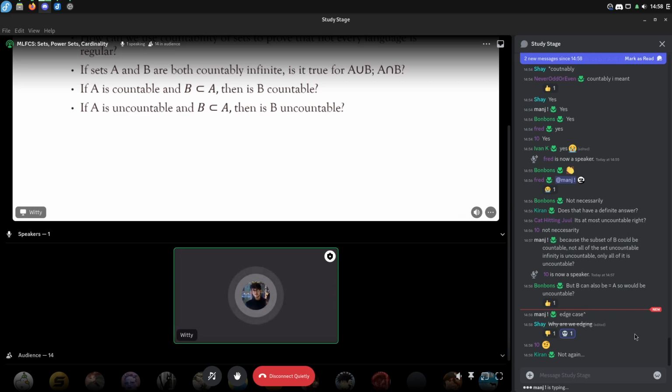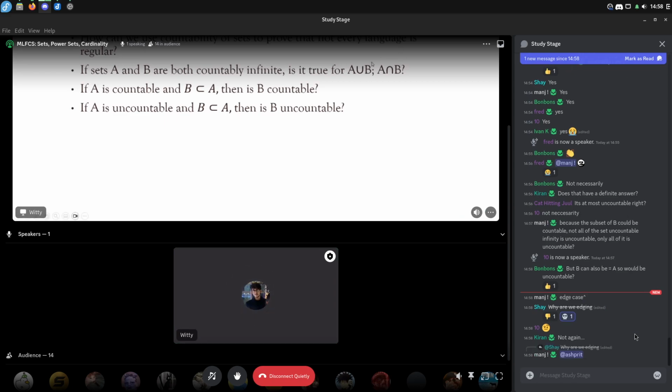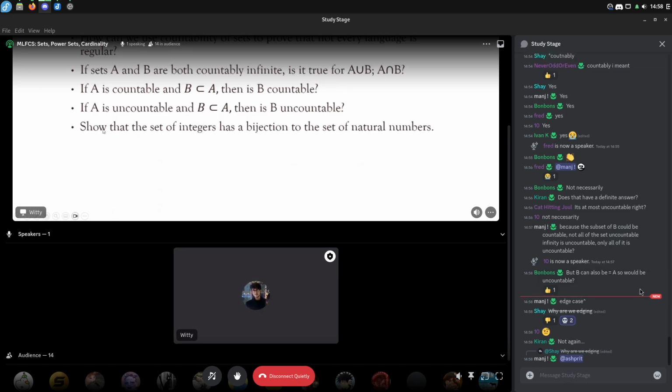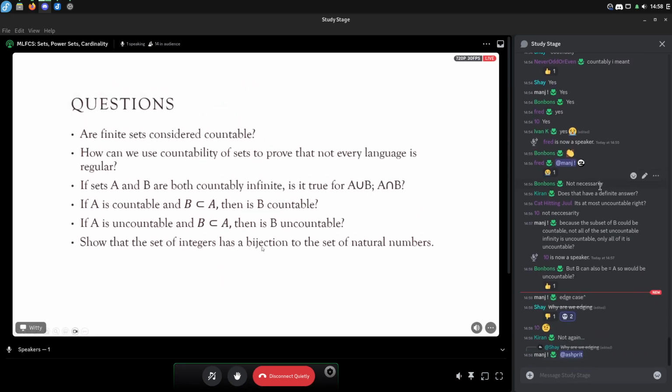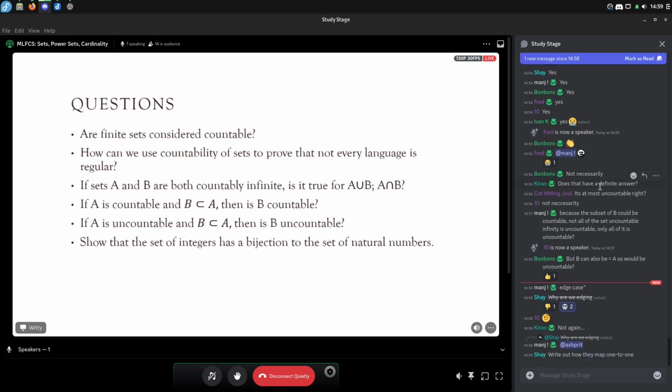Okay. So, good job. Yep. Show that the set of integers has a bijection to the set of natural numbers. How can we show that the set of integers has a bijection to the set of natural numbers? You guys showed me this thing with rational numbers before using the zigzag thingy. What can we use here to write out how they map 1 to 1? Okay, what would be an example of how they would map? Can you give me what would map to what?